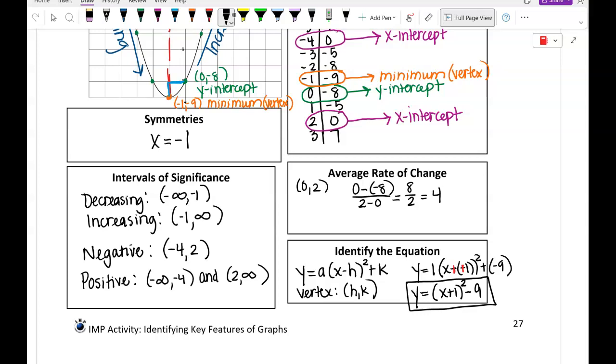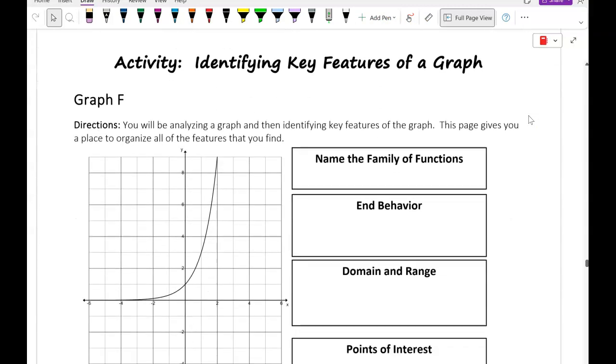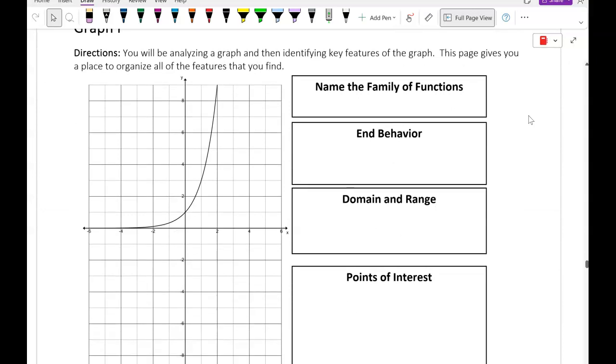Again, if you're trying to write an equation from a graph, from a quadratic equation from a graph, vertex form is always the easier form to go by because on the graph you can identify your vertex. That makes it a lot easier. All right, graph E we're going to leave alone for right now. The next one we're going to do is graph F. So what would be the family of functions for graph F? This would be exponential, that it starts off really slow and all of a sudden it takes off. So this would be exponential.